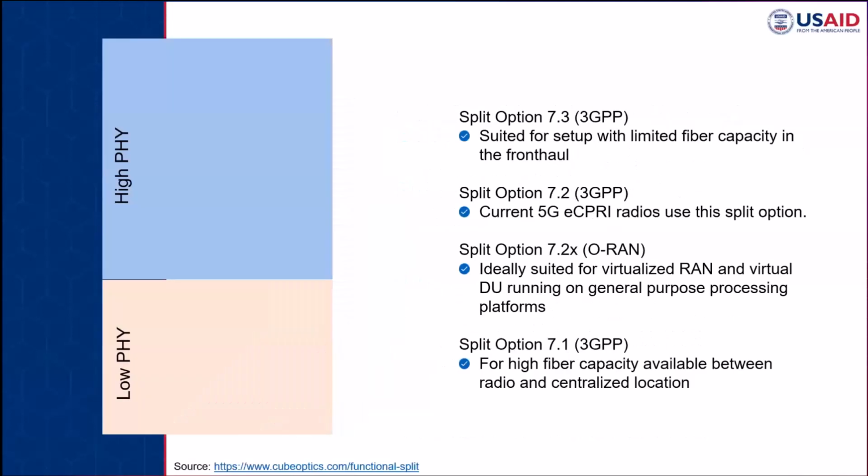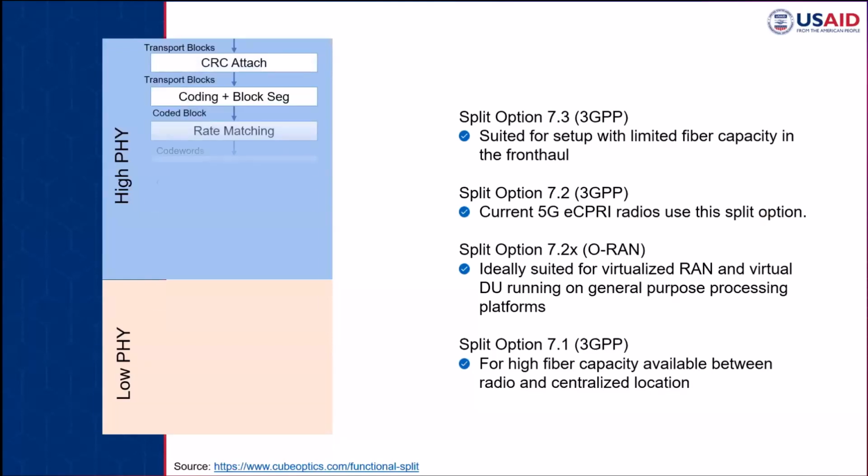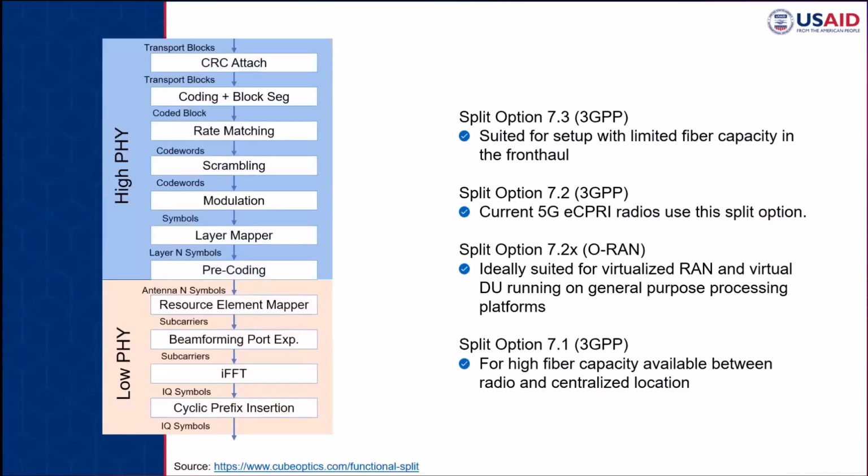So if you look at the functional split, the low physical and the high physical, this is how the split is happening. We have split 7.3, this is under 3GPP. Split 7.2, currently the 5G CPRI, they just use this split option. And split 7.2x and split 7.1.